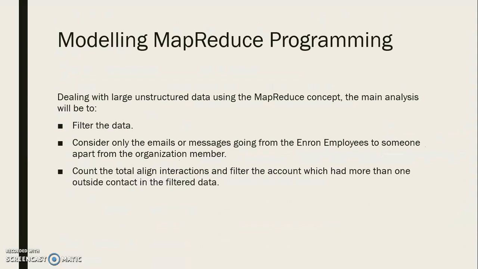So to start with Phase 3, I have a modeling. While modeling MapReduce programming, I'm considering the data to be filtered first, and I would filter in such a way that it only considers the sent email IDs, because we are only concerned about the emails which were sent out of the company by the Enron employees to someone outside the organization. So for example, an employee sending an email to AOL, or maybe to Hotmail, and also to count the outside interactions and filter the accounts which had more than one outside contact in the filtered data.